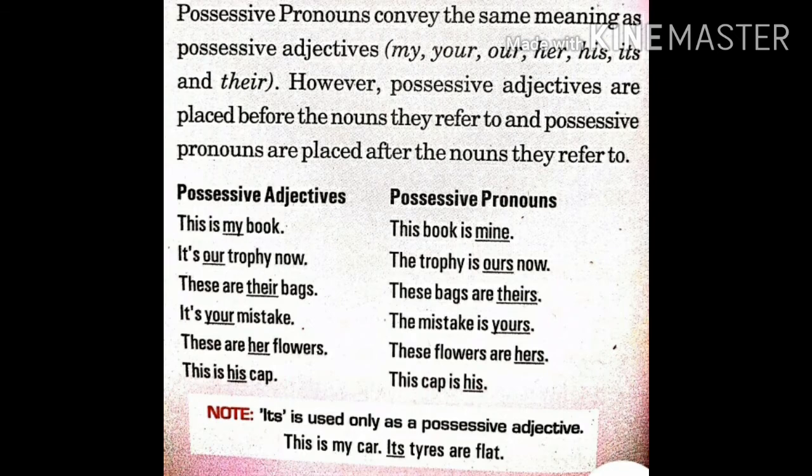Similarly, it's our trophy now. Now, our is a possessive adjective because it is used before the noun, that is trophy. If we say the trophy is ours now, ours acts as a possessive pronoun because ours is placed after the noun trophy. Children, remember, its is used only as a possessive adjective. For example, this is my car. Its tires are flat. Its is a possessive adjective, not a possessive pronoun.